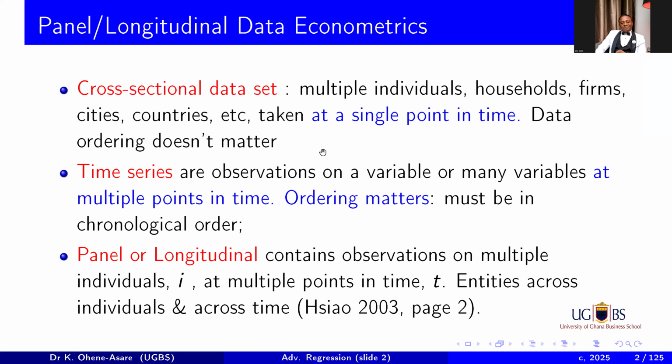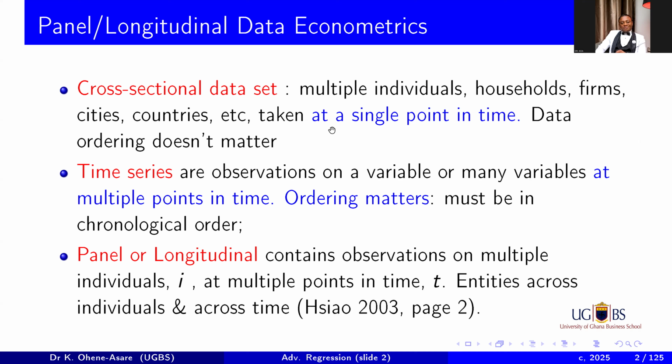Cross-sectional data, you have multiple individuals, households, firms, cities, but everything is at a point in time, let's say 1 year. So that mtcars data that I gave you, it was 1 year. I didn't have to indicate that it was the year 1984 or something, because it was just cross-section. When you take observations at a point in time, that is cross-section. You don't need to rank or order them.